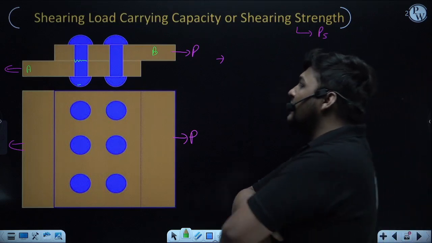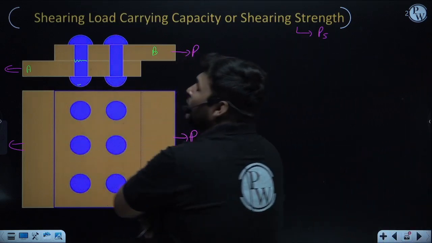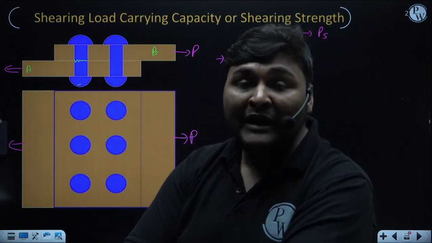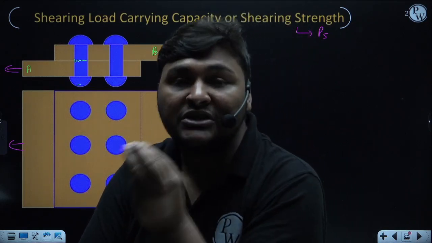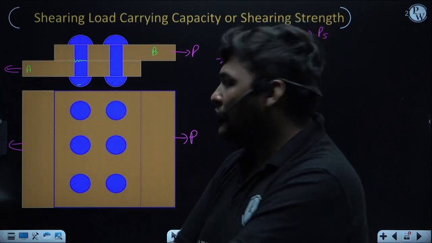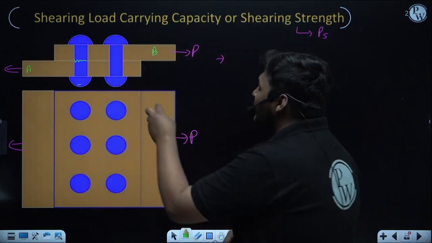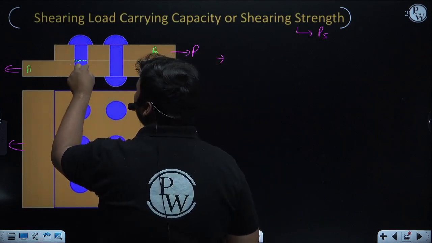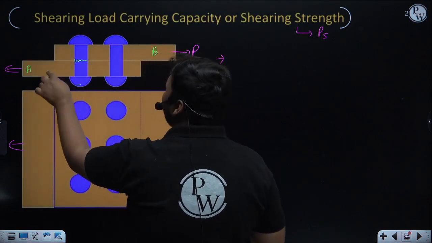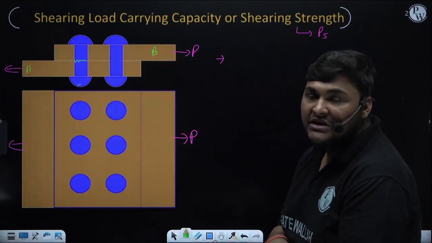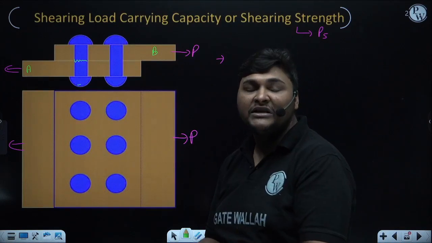And if we want that this rivet should not fail from this plane, the actual shear stress coming in this plane should be less than the permissible shear stress of the rivet. Okay. But when this shearing failure occurs, if one rivet is failing due to shearing, then plate A and B will not separate. Plate A and B will separate from each other only when shearing of the entire set of rivets occurs.